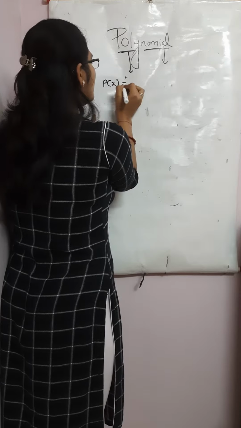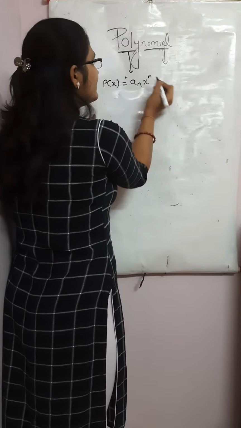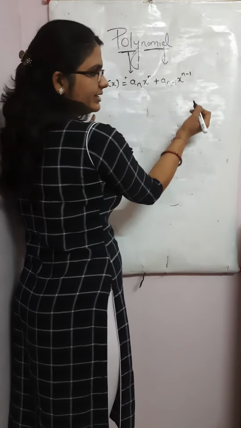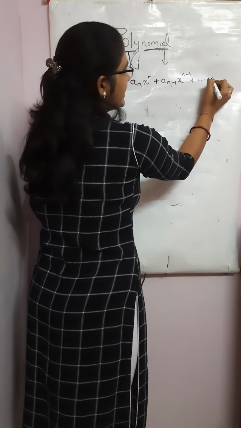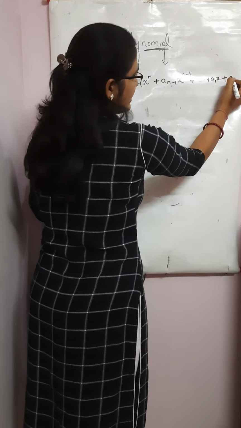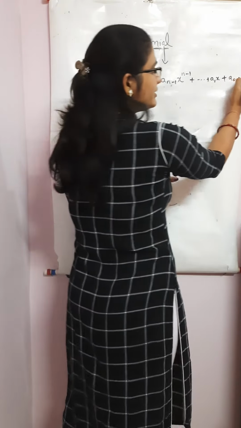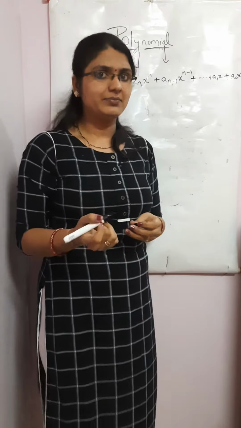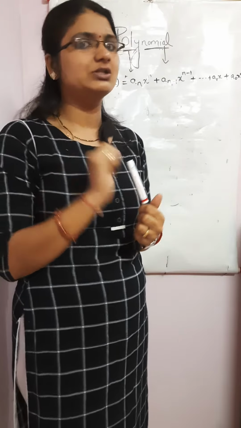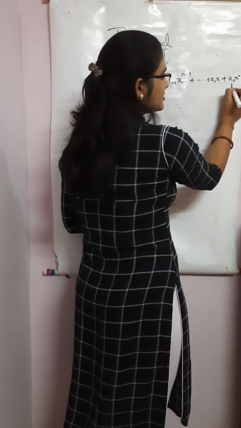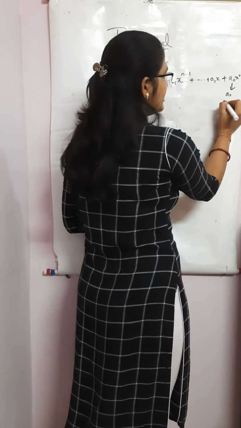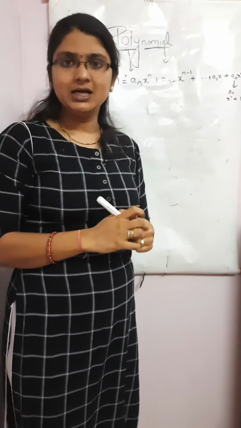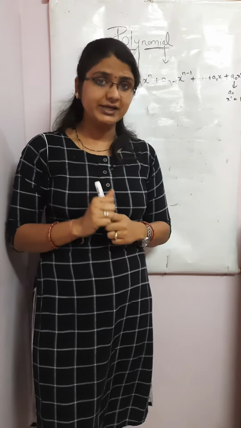P(x) is equal to an x to the power n plus an minus 1 x to the power n minus 1, up to a1 x plus a naught. Here a naught, this term is also written as a naught x naught. Why? Because any variable raised to the power 0 is always equal to 1. So a naught x naught is always equal to a naught, because x naught is always equal to 1. So this is the general equation we use to represent a polynomial in one variable.